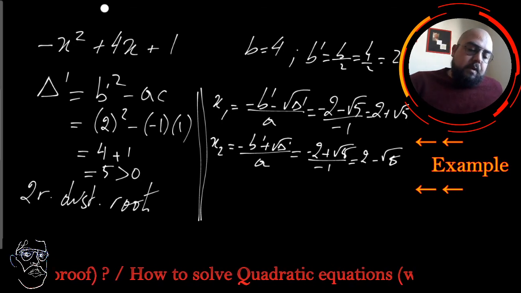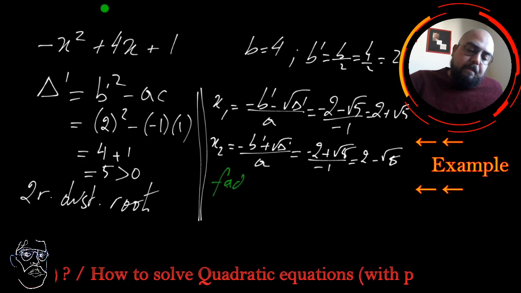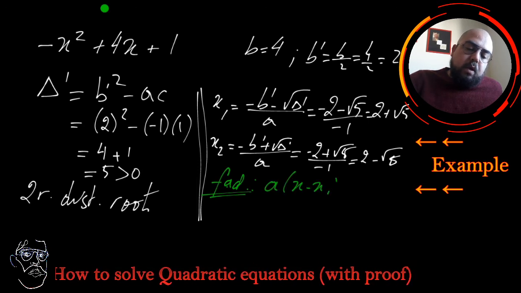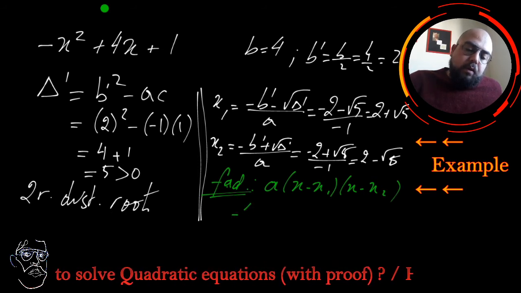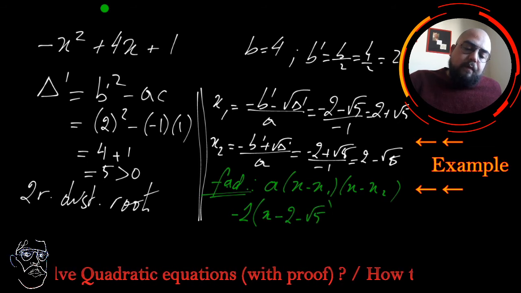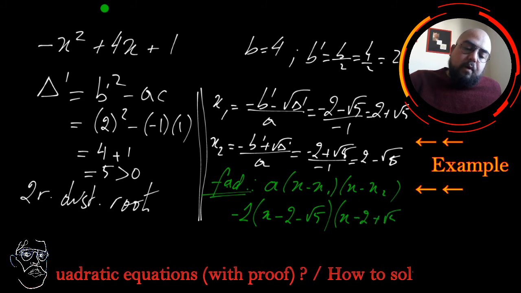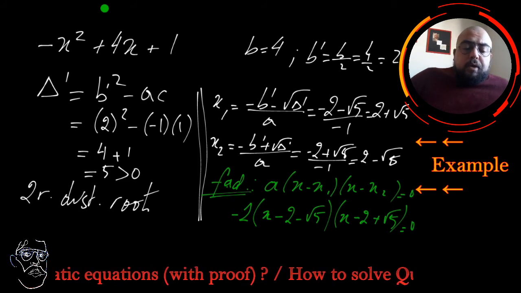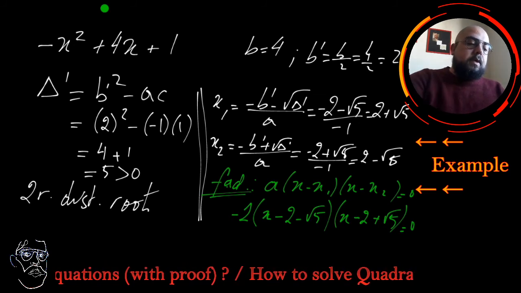The factorized form, since I'm interested in the factorized form, it's the same thing, it's a times x minus x1 times x minus x2. So you can write it down as minus 1 times x minus 2 minus square root of 5 times x minus 2 plus square root of 5. That's it. This was related to the discriminant, reduced form of discriminant.